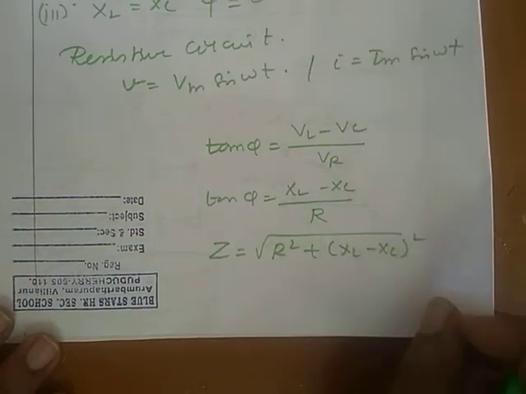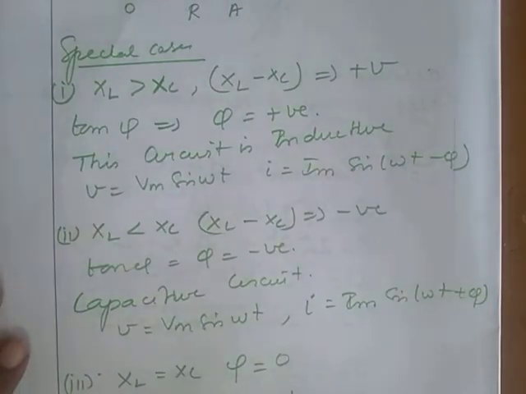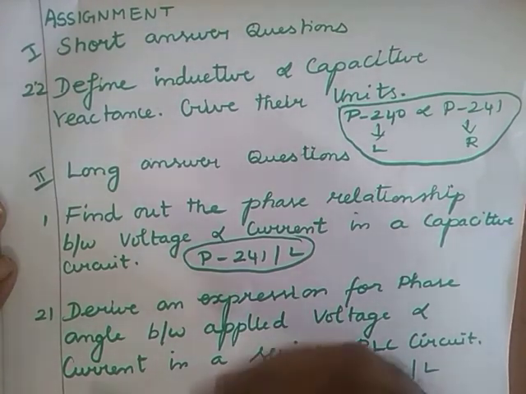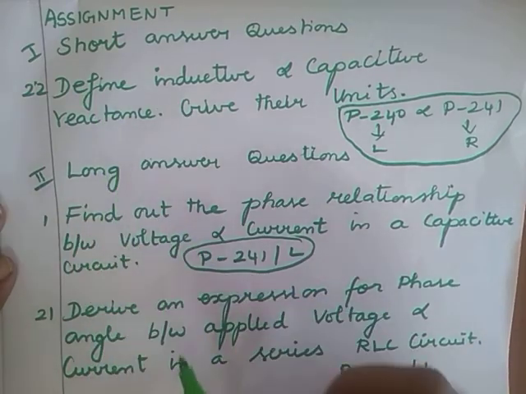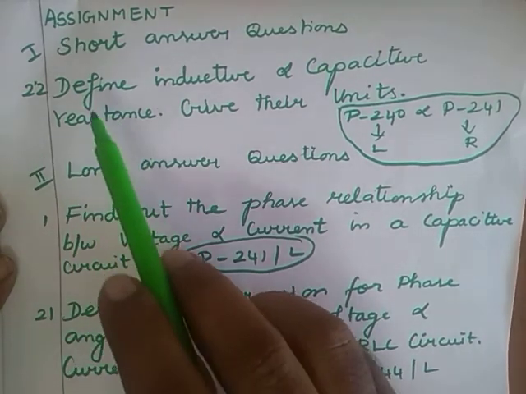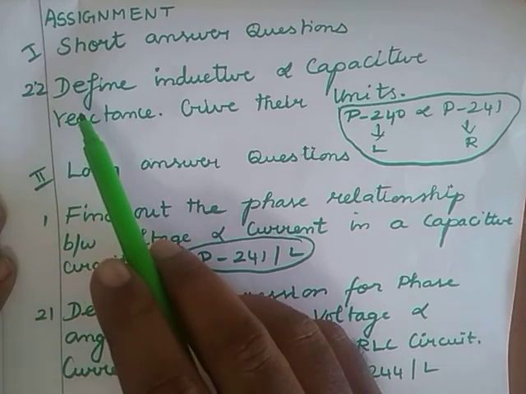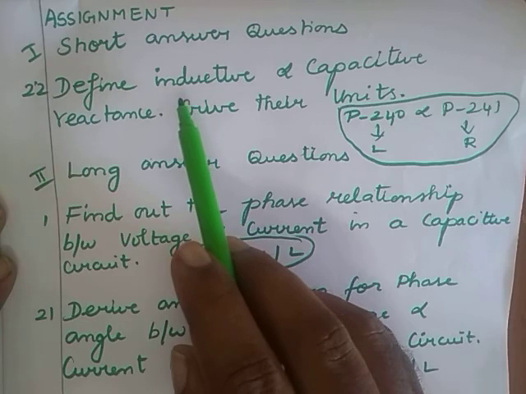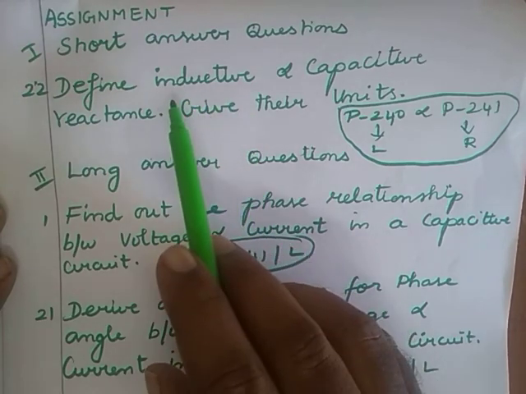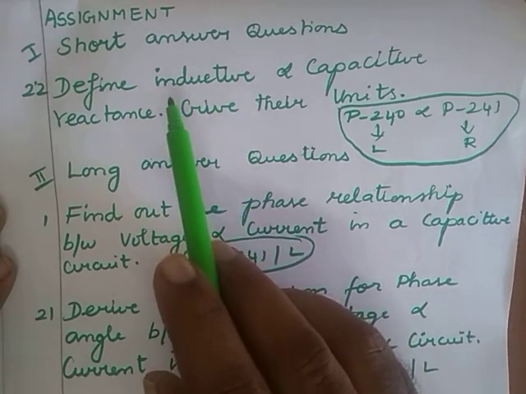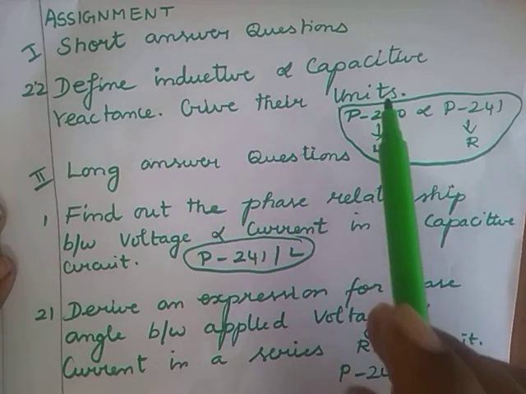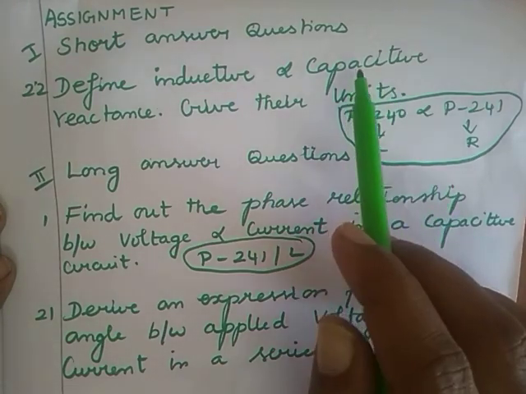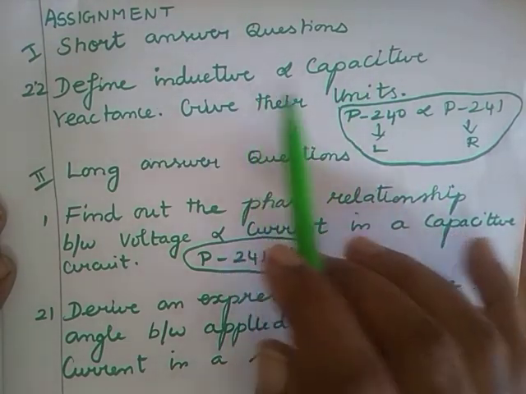Okay, then let me go to today's assignment. This is the assignment for today's class: one short answer, two long answer. Short answer 1, question number 22 in our book bank: define inductive and capacitive reactance. It is a simple one. Inductive reactance is the resistance offered by the inductor, represented by XL is equal to L omega. Capacitive reactance is represented by XC is equal to 1 by C omega. It is the resistance offered by the capacitor alone. Its unit is ohm. That's all.